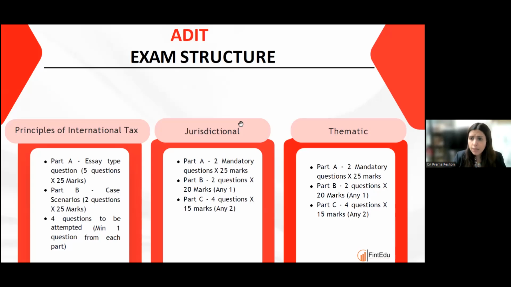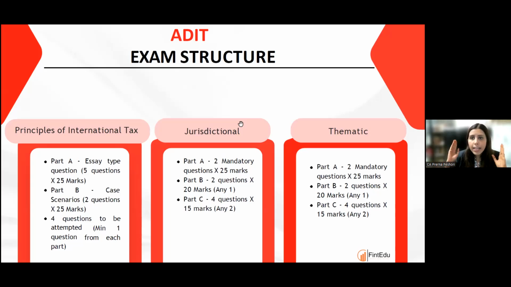As I said, this is not an MCQ based examination. There would be the essay type questions that you have to answer. So there would be 5 questions of 25 marks each. In part B, there are case scenarios or case studies. There are 2 questions of 25 marks each. The total paper is of 100 marks.